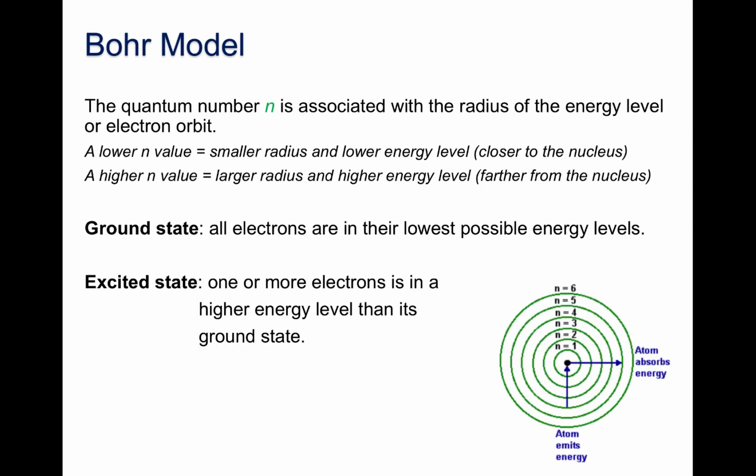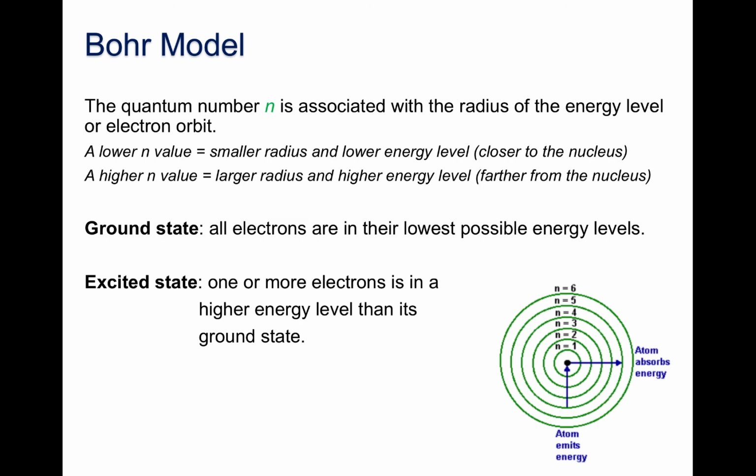And so quantum numbers are used to describe how far away the electron is from the nucleus. And so the quantum number, lowercase n, is associated with the radius of the energy level. A low value for n means a small radius or a low energy level, and those are the ones that are closest to the nucleus. A high value for n means it's a larger radius and a higher energy level, and it's farther from the nucleus.